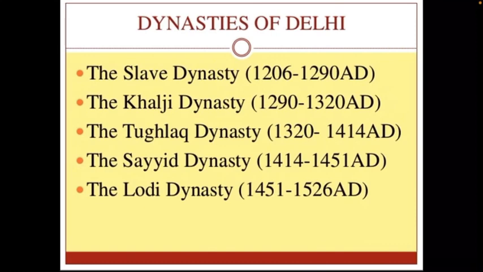First of all, we are going to study about the slave dynasty. The first Sultan of Delhi was Qutbuddin Aibak. He was a slave of Muhammad Ghori. Hence, the dynasty was called the slave dynasty. They ruled for nearly 84 years and were called Mamluk Sultans. Mamluk means slave. Qutbuddin was very clever and an able administrator.